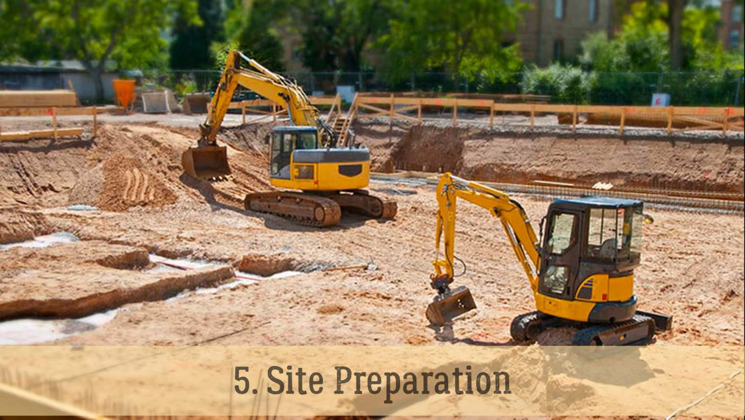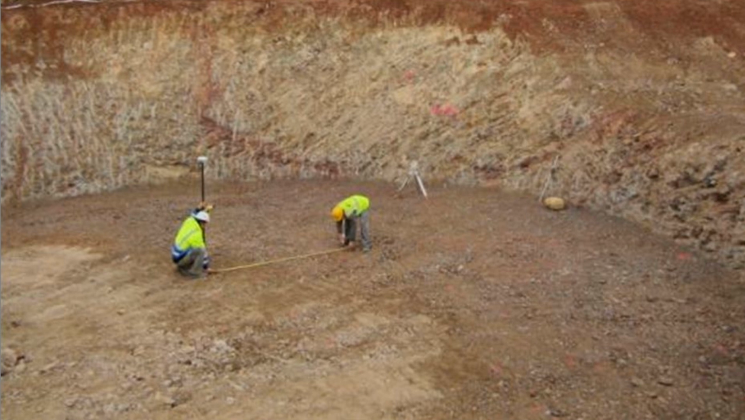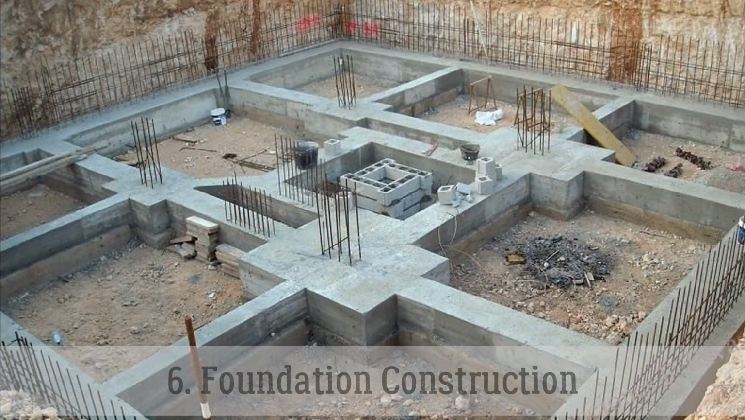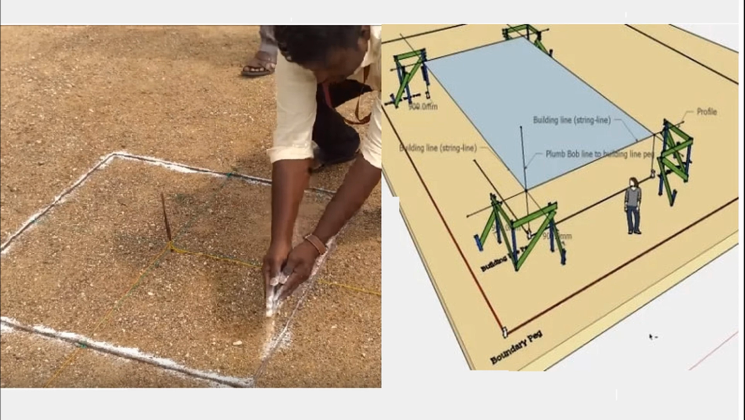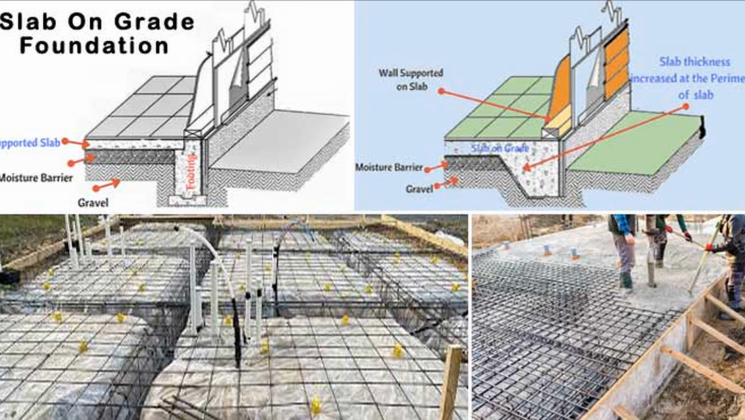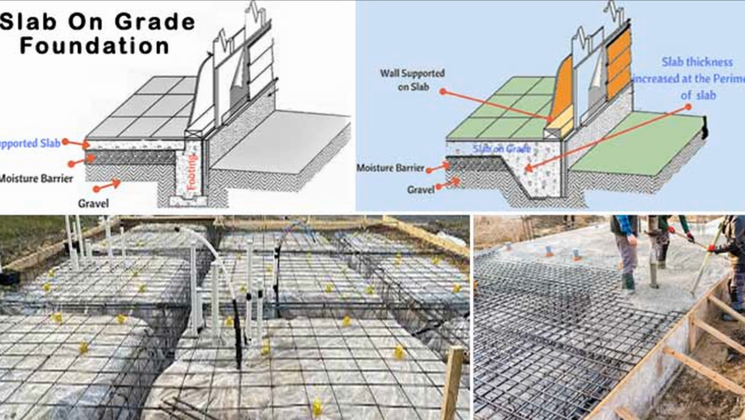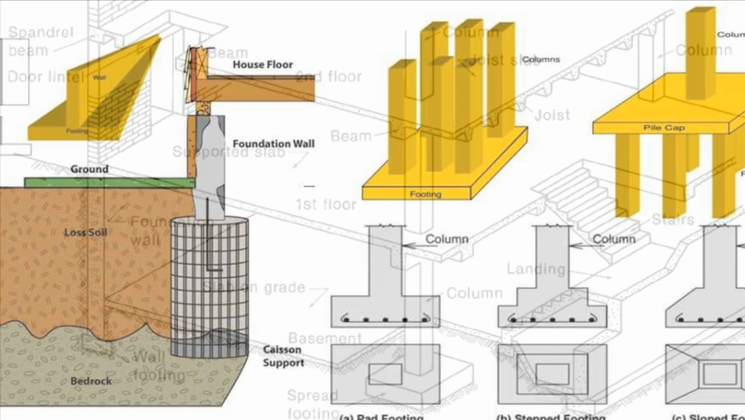5. Site preparation. Clear the land, level it, and prepare the foundation site. Excavation and grading are crucial to ensure a solid foundation for the house. 6. Foundation construction. Build the foundation according to the architectural plans. Common foundation types include slab on grade, crawl space, and full basement. The foundation provides stability and support for the entire structure.